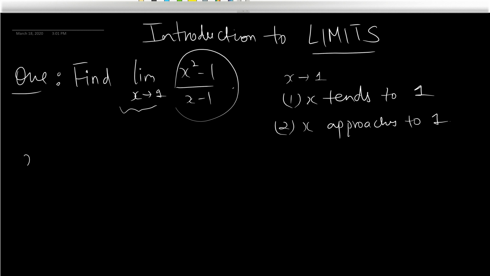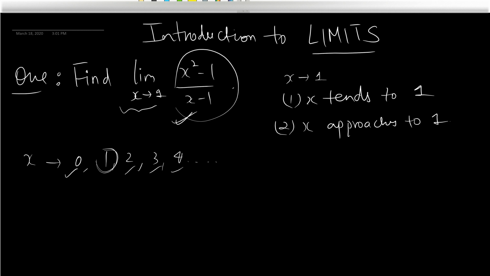So in this case, if the question would be, let's find the value of this function where x is equal to 0 or 1 or 2 or 3 or 4, many, alright? So in this case we are given to find where x tends to 1. This function is defined where x is 0, 2, 3, 4 and many more.